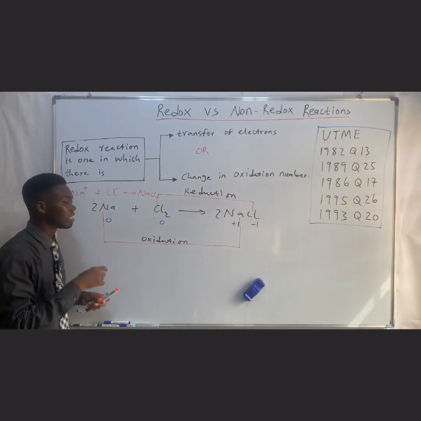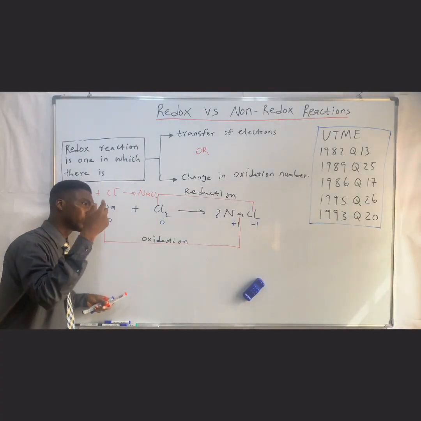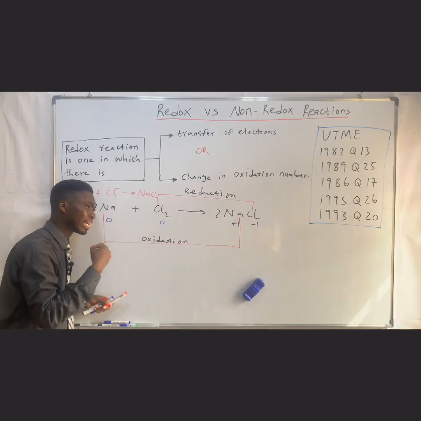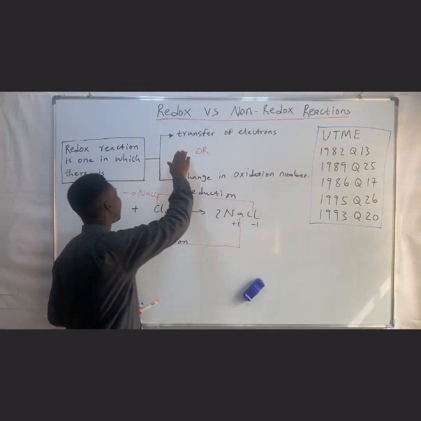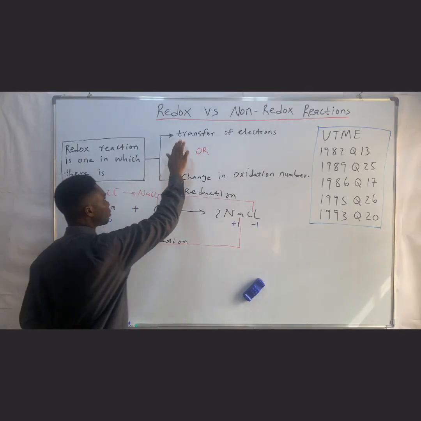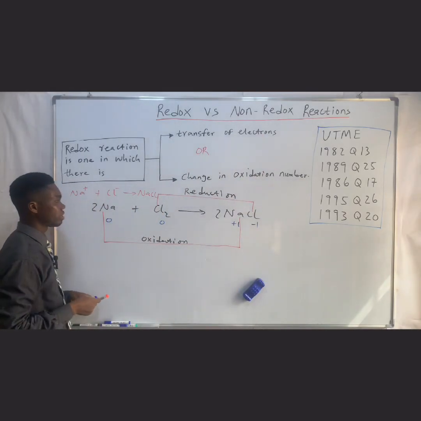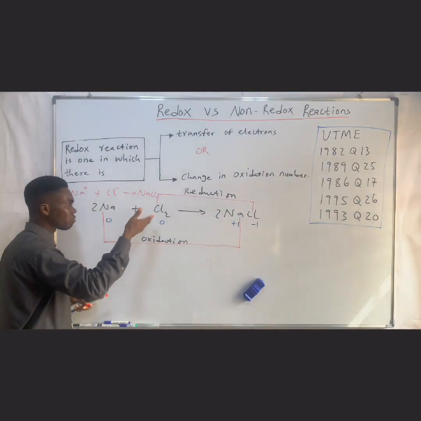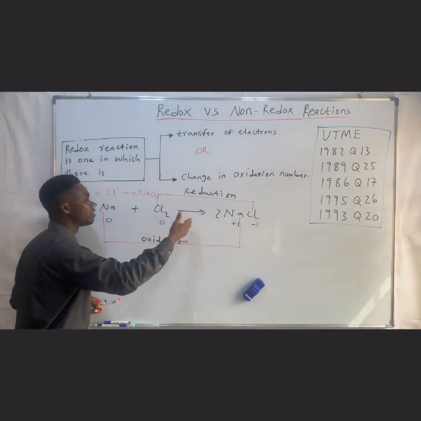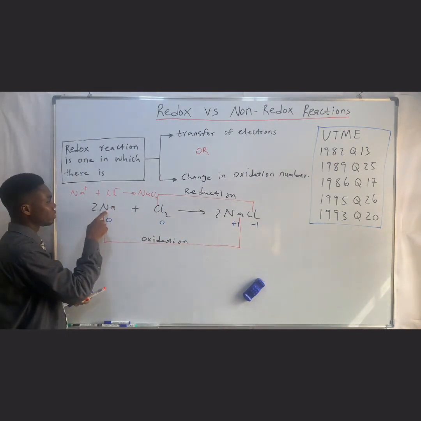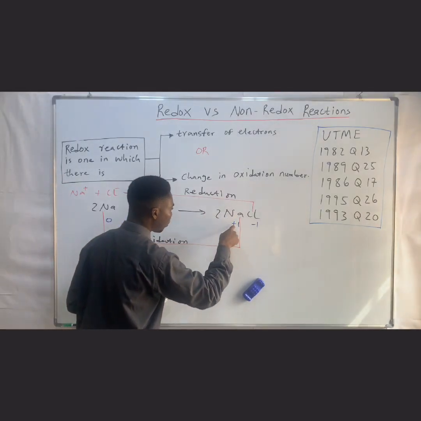Now you can see that there's a transfer of electrons. Sodium is the one transferring the electron. All right, and who is gaining the electron? Chlorine is the one gaining the electron. Okay, now you can see that's why we talk about redox. That in redox reaction, there is transfer of what? Electrons. Sodium is the one transferring the electrons here. And because there is transfer of electrons, it consequently leads to what? Change in oxidation number.